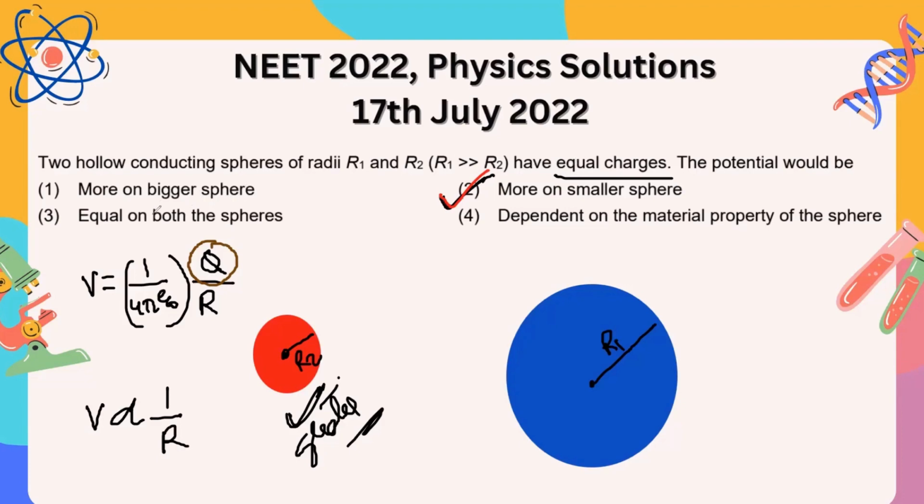Like, this is also not true. Equal, obviously they are not equal, okay, whether positive or negative, and dependent on the material property. So that is also irrelevant, because the two spheres are conducting spheres. So basically they will have the same properties. All the charges will be residing on the surface of the two spheres. So that is not affecting. So the best suitable answer that we can have is option number 2 here, right? So this is the correct answer for this question.